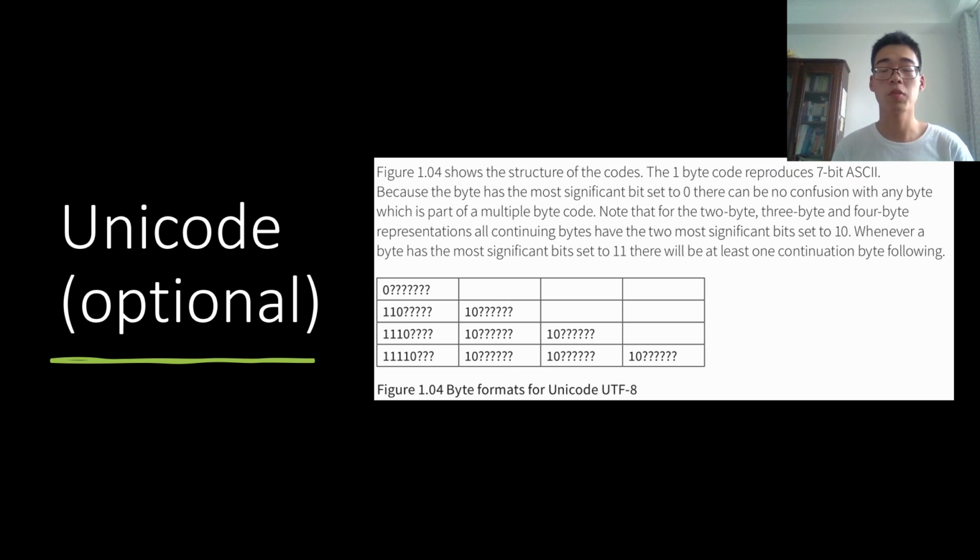And here explains how Unicode could display different characters while still being compatible with ASCII. It's optional. If you're interested, you can read the right-hand side. I'll briefly say that if it starts with 0, then it is exactly the same as what we talked about before, the ASCII code. But if instead it starts with 1, then it is a bit different. You can read the right-hand side for more information.